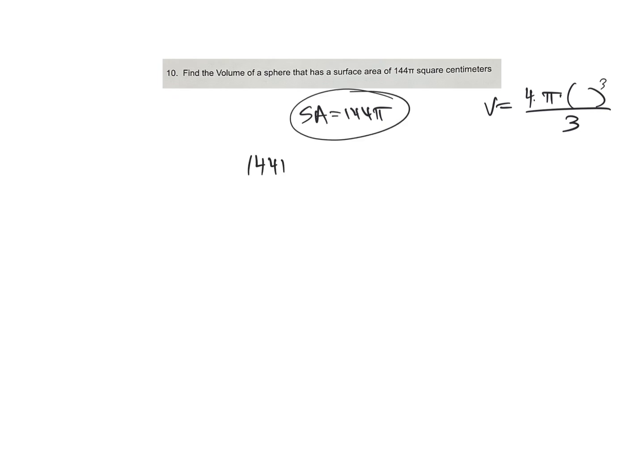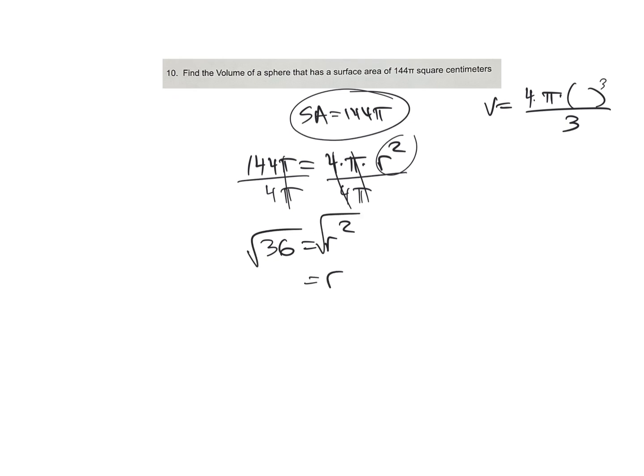Find the volume of a sphere that has a surface area of 144 pi. So to get the volume, we need the radius. So 4 times pi times the radius cubed over 3. To get the radius, we're going to use the surface area. So 144 pi equals the surface area formula, 4 times pi times r squared. So again, we're solving for r. Divide off the 4 pi. And 144 divided by 4 gives me 36. So we take the square root, and r equals 6.